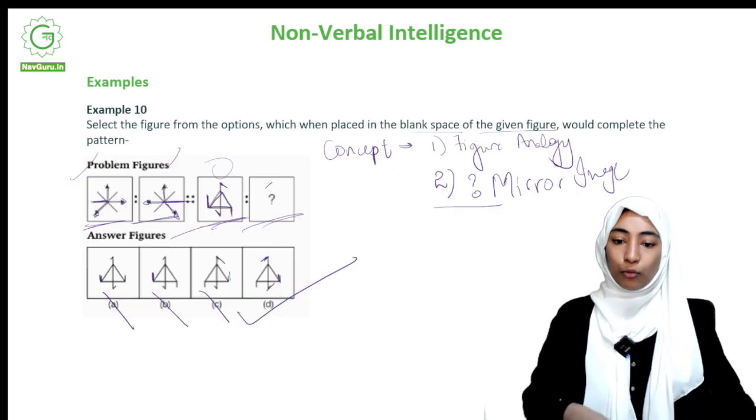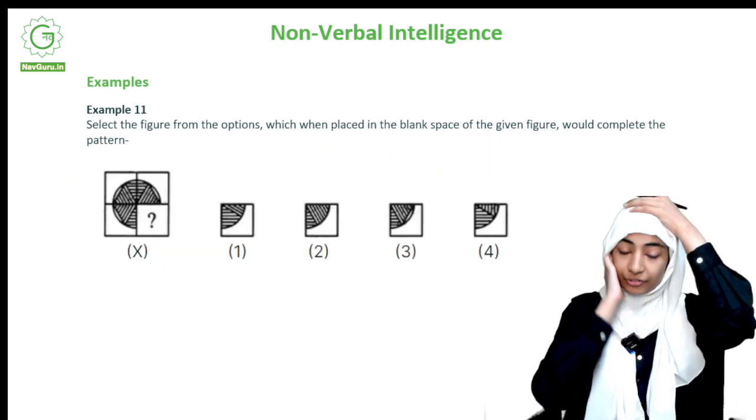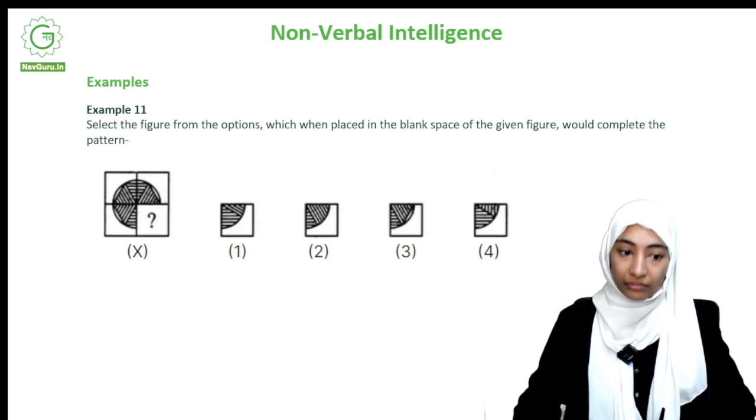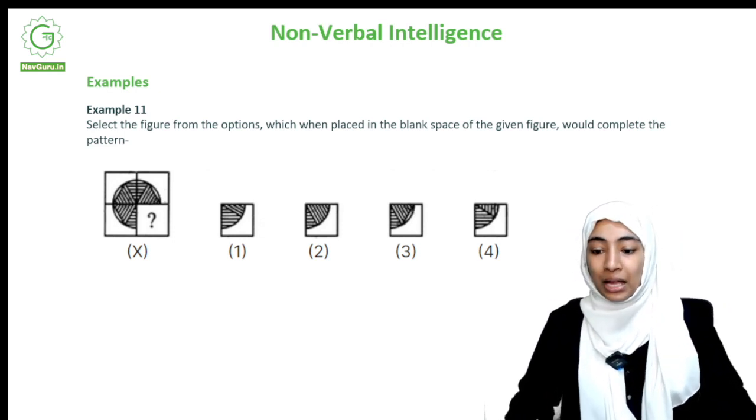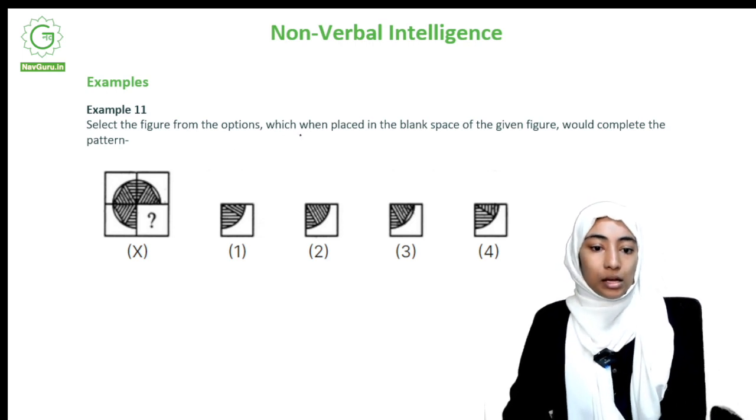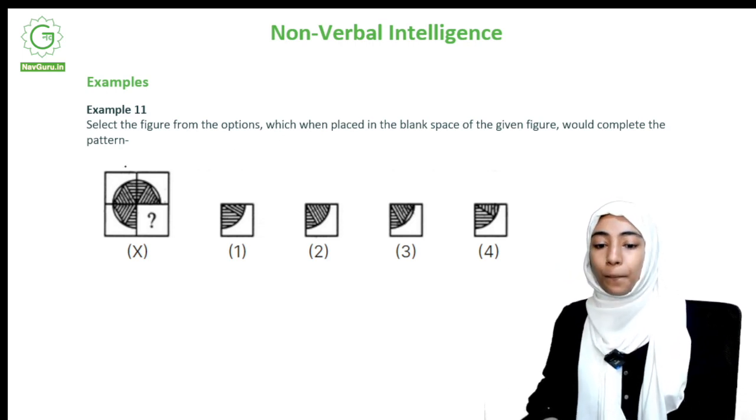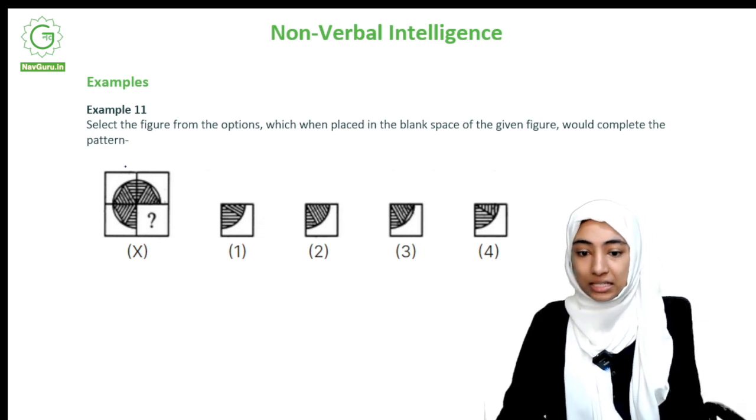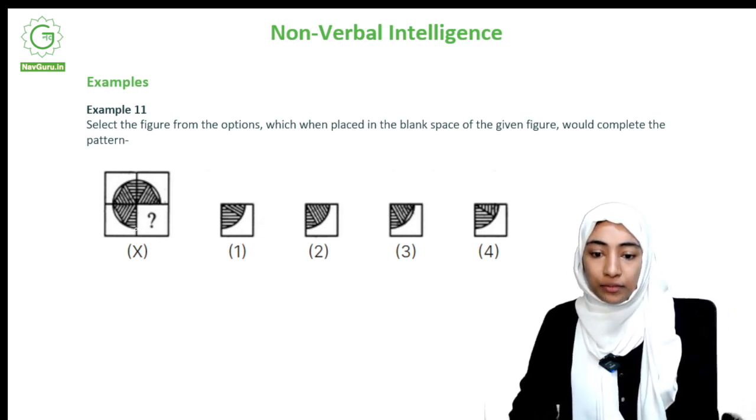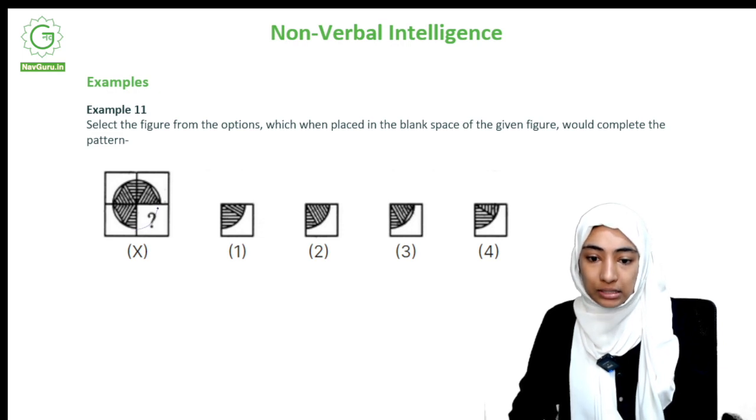Okay, so example 10, moving on to example 11. Select the figure from the options which when placed in the blank space of the given figure would complete the pattern. I basically want the figure that would complete the pattern. Okay, just take a look at the figure that's given to you. Right, so what could it possibly be is the question, right? So one thing that you can guess intuitively is that it will be something like this.